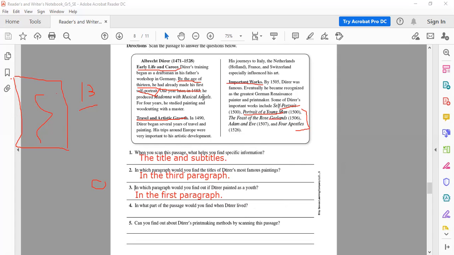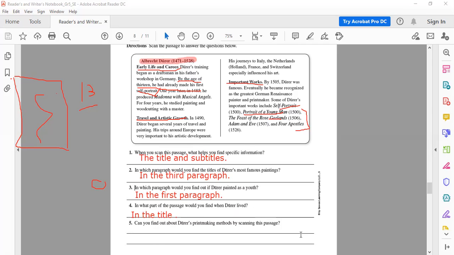Okay, where's the line? 1446. Excellent. Yes, this one. So Albrecht Dürer right here, and this is when he lived, from 1471 to 1528. So you will find it in the first line in the first paragraph. In the title. This is the title of the story.